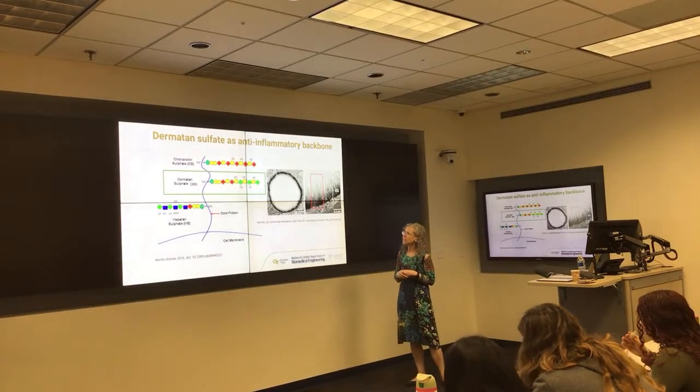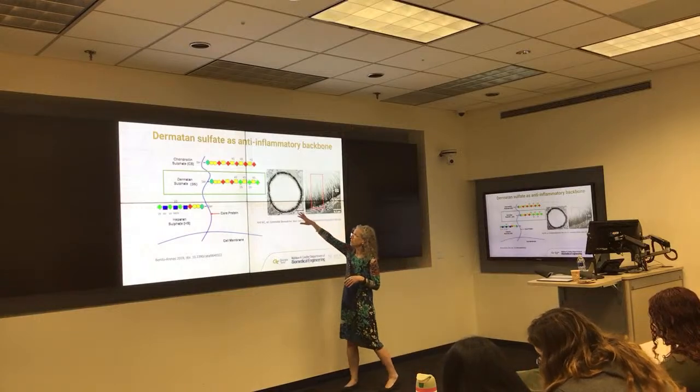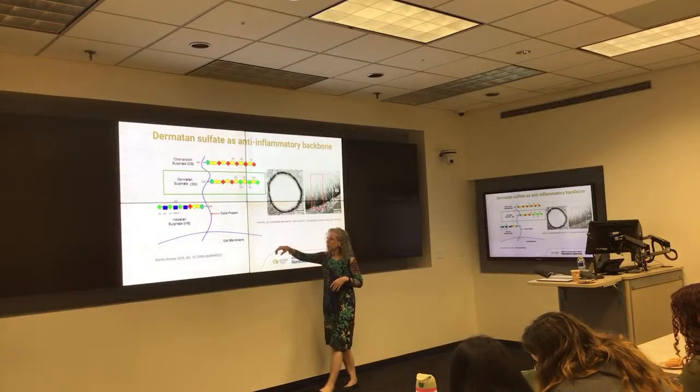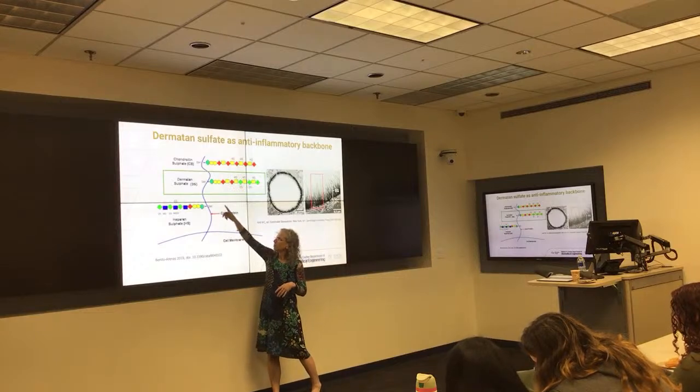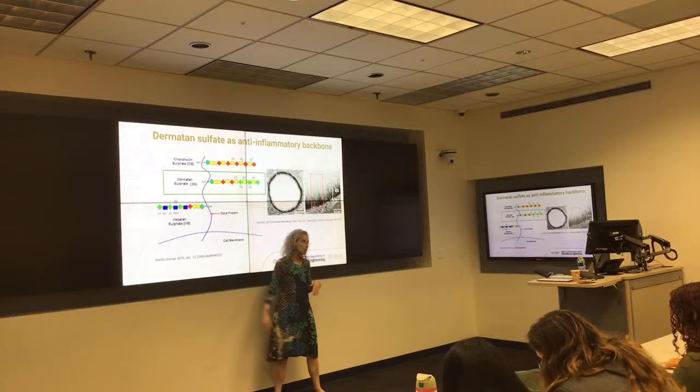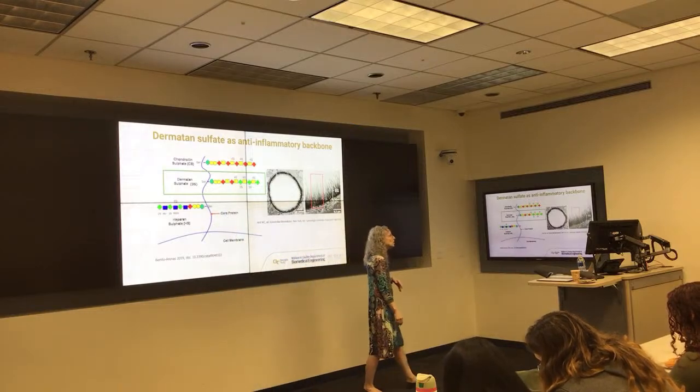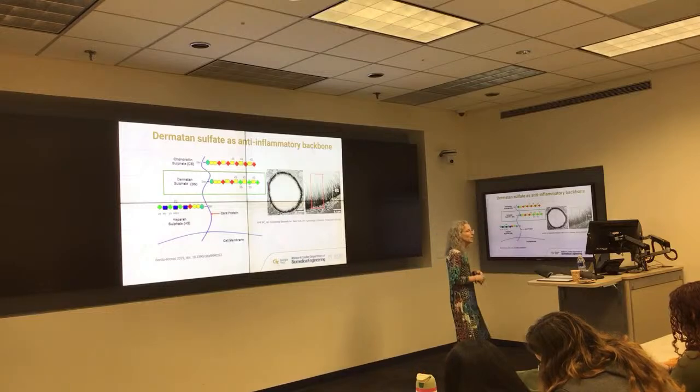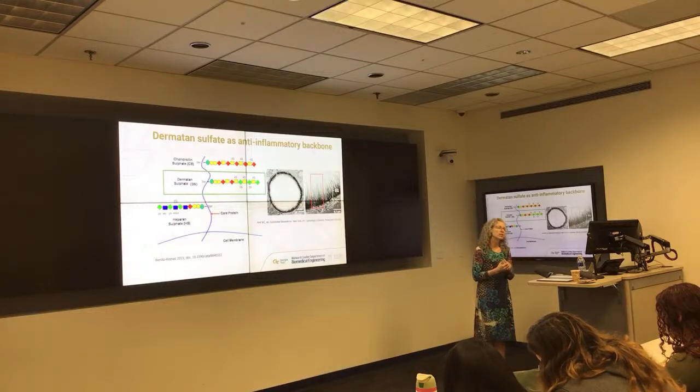So the first thing we said was, well, what is this glycocalyx composed of? So I mentioned that there's a protein core. In this case, the protein is often embedded into the cell membrane, and then there are glycosaminoglycans that come off the protein core. One of those glycosaminoglycans is called dermatan sulfate, and we're very interested in dermatan sulfate.